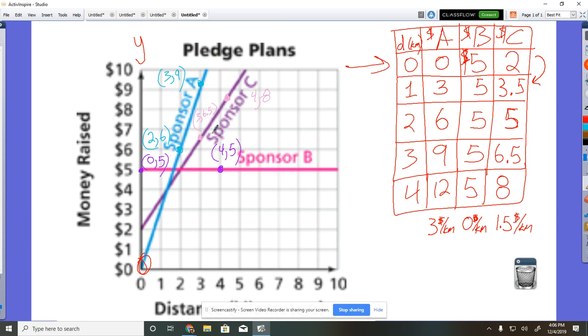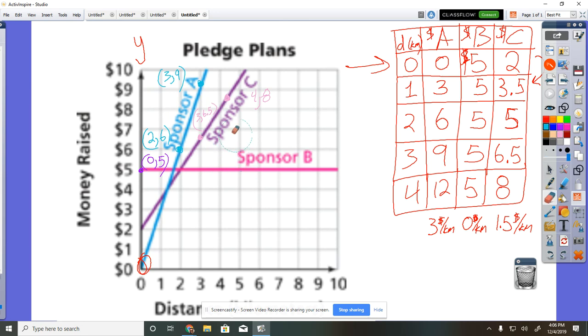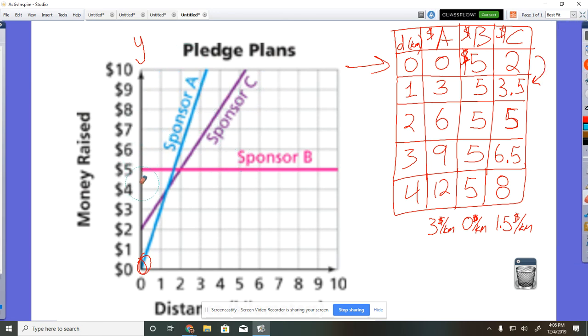Does each relationship represent a proportional relationship? Now, here's where we get back to proportions, which was our previous unit. If it's proportional, I should be able to multiply each variable by the same number and get the same output. Not the exact same output, but I should be able to go in this table from one row to the next by multiplying by the same number if it's proportional.